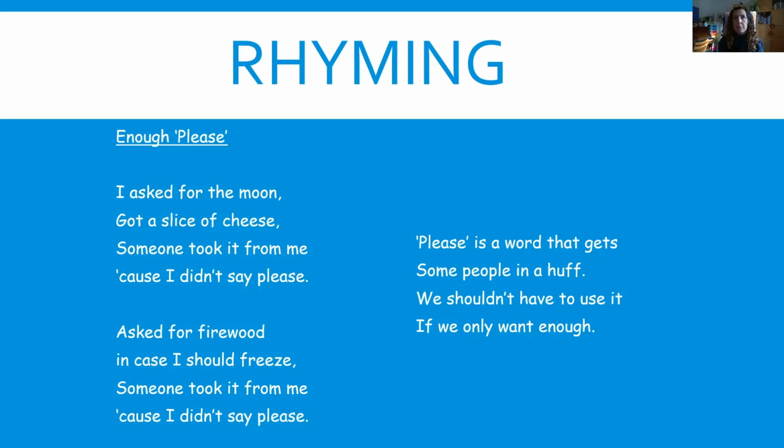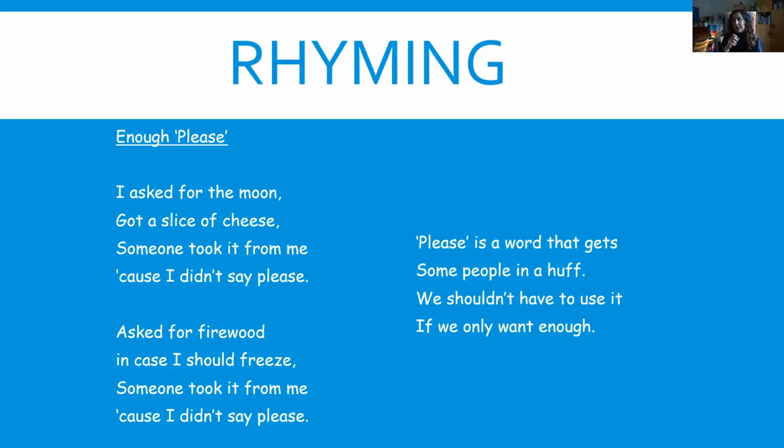It's called Enough Please. I asked for the moon, got a slice of cheese. Someone took it from me 'cause I didn't say please. Asked for firewood in case I should freeze. Someone took it from me 'cause I didn't say please. Please is a word that gets some people in a huff. We shouldn't have to use it if we only want enough.